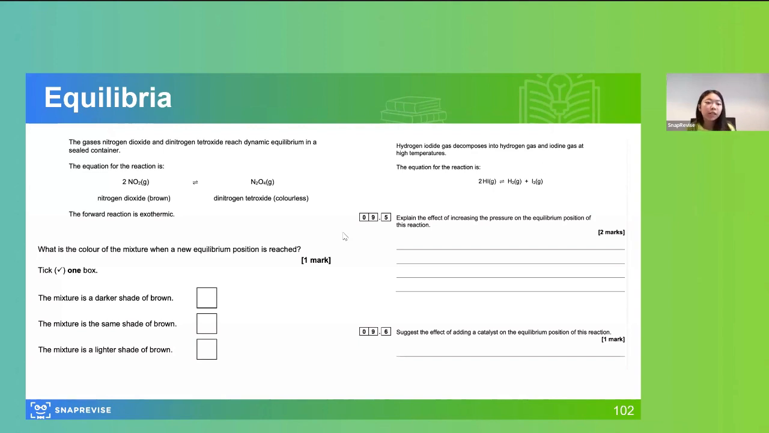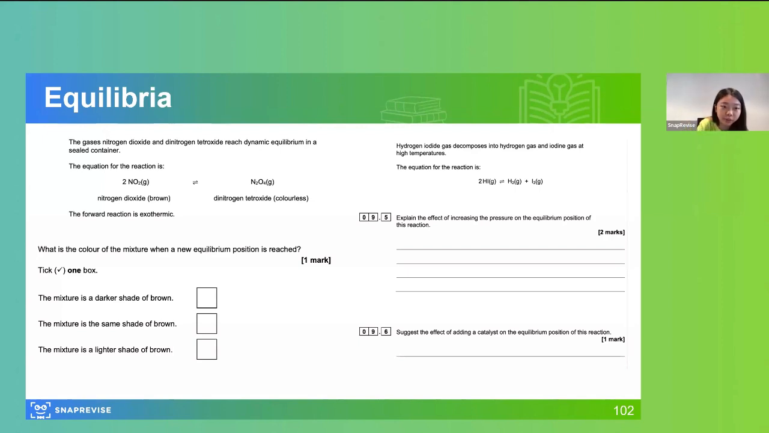Okay. To understand this, first of all, let's just look at the question. It's telling you that the equation is from 2NO2 and it goes to dinitrogen tetroxide, which is N2O4. The forward reaction, it tells you it is exothermic. So it's asking you what's the color of the mixture when a new equilibrium reaction is reached.